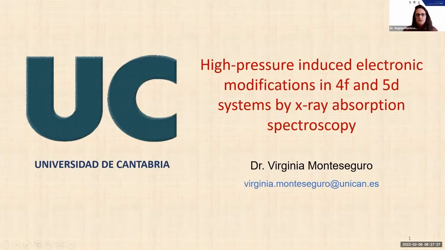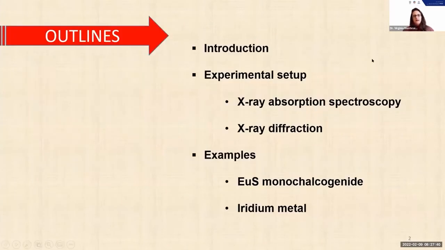Today, I'm going to speak about high pressure induced electronic modification in 4f and 5d systems by X-ray absorption spectroscopy. First, I will present the two complementary techniques that I normally use to characterize materials. Then I will show the experimental setups in X-ray absorption spectroscopy experiments and X-ray diffraction experiments. And then I will present the results obtained for two samples: first, the europium sulphide, and second, the iridium metal.